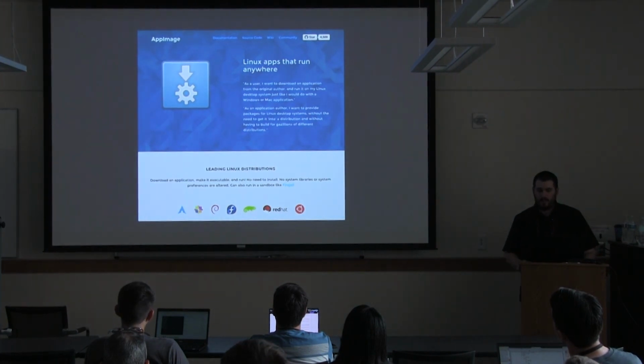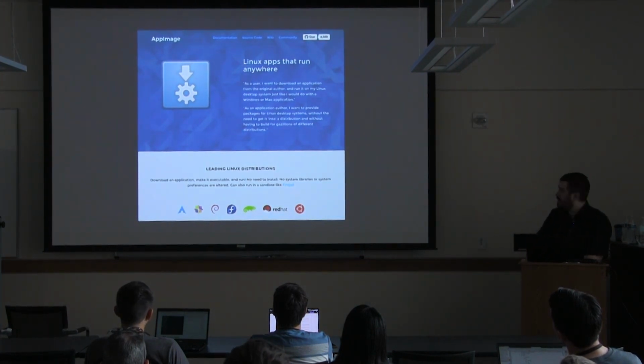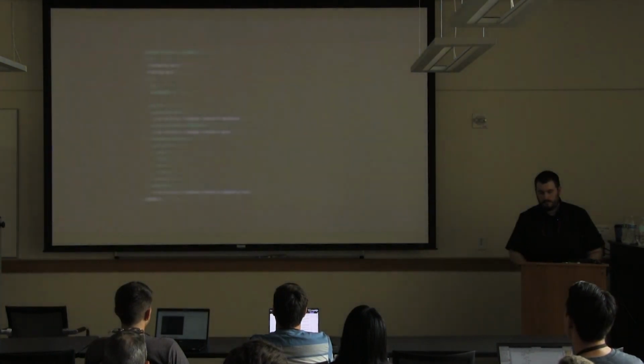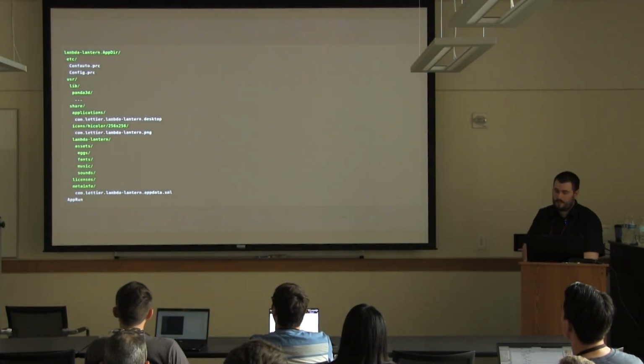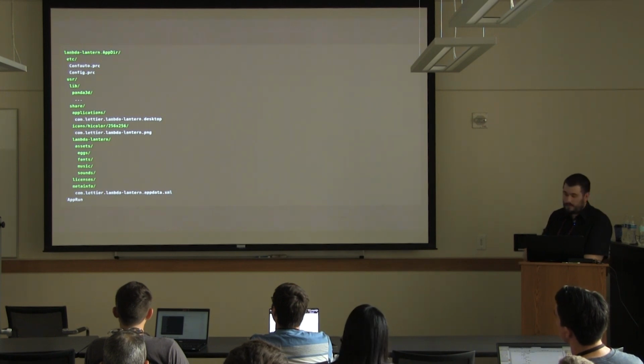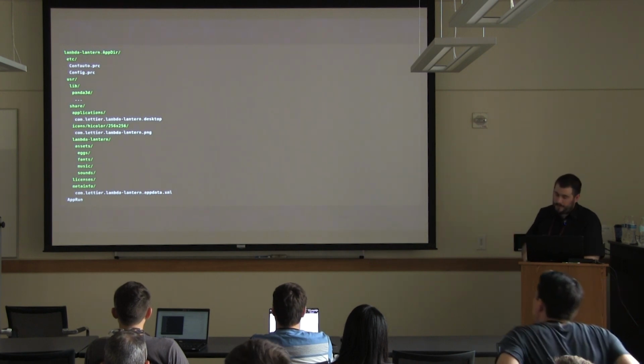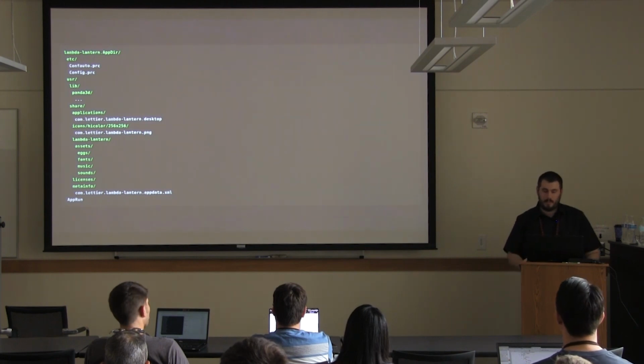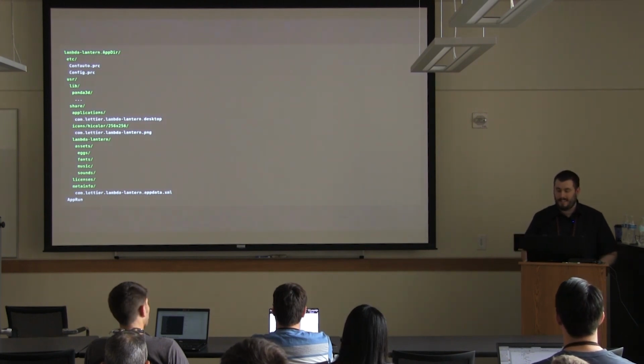AppImages require no installation and no root permissions. If packaged correctly, they're completely self-contained and portable. You simply make it executable and it runs just like a single file. And this is the AppImage directory for Lambda Lantern. Inside it contains Lambda Lantern's 3D models, textures, fonts, configuration, application metadata, executable, shared libraries, desktop file, and more. All this will be squashed into a single file that can be downloaded and run on almost any Linux desktop environment.